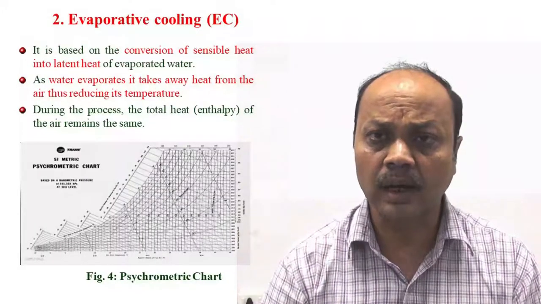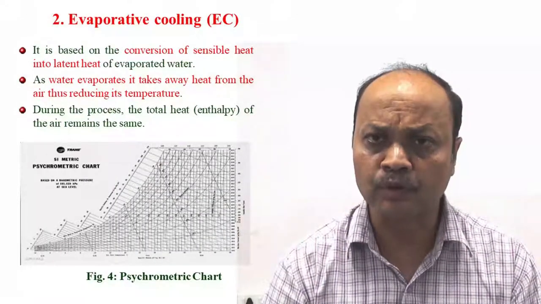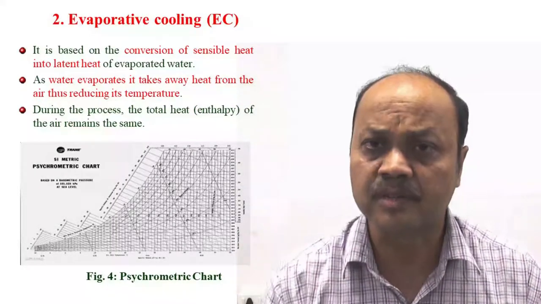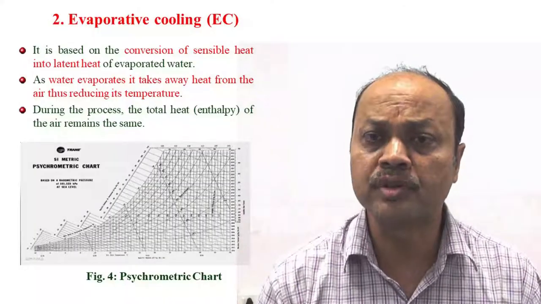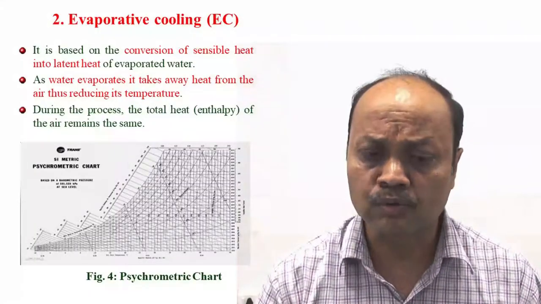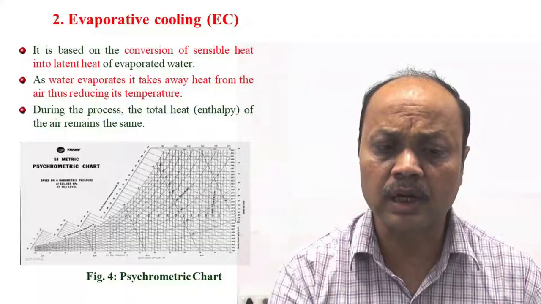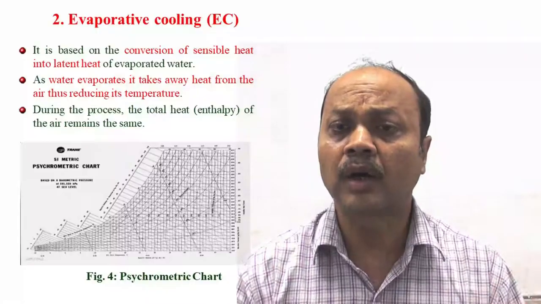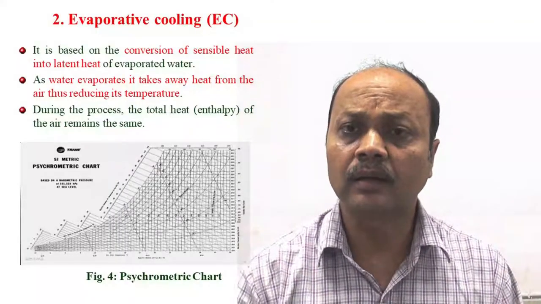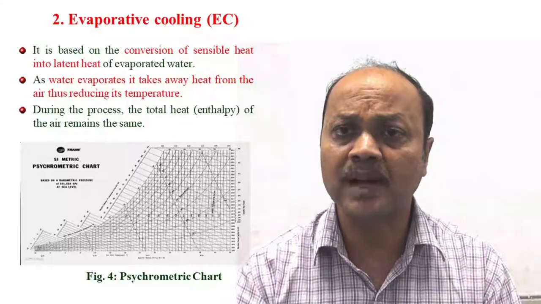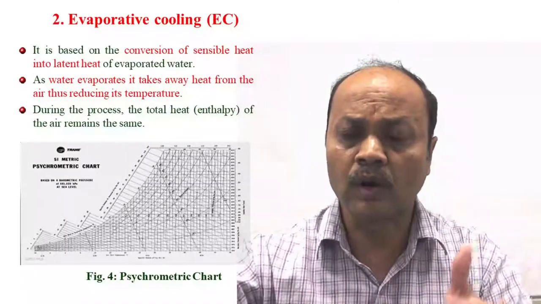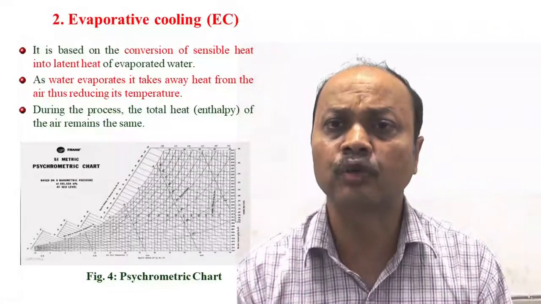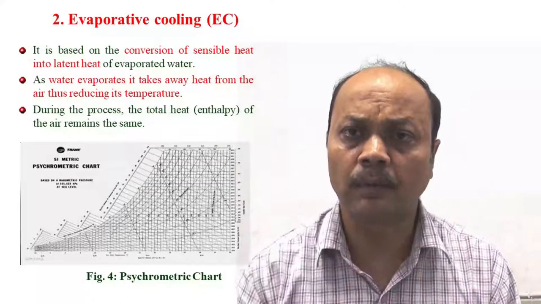And the second cooling system is the evaporative cooling system. Normally, you have seen the water cooler you use in your house during the summer season to reduce the temperature of your house. So basically, here it works on the principle of conversion of sensible heat into latent heat. Means the outside air has a dry bulb and wet bulb temperature, and you pass the air through your pad. So on one side the pad is there, on the other side the fan is there.